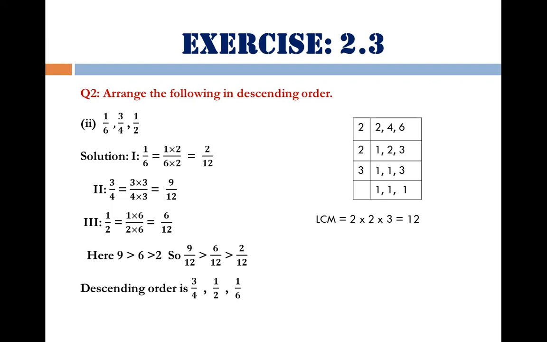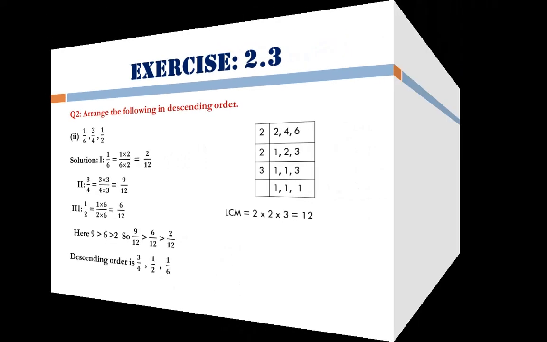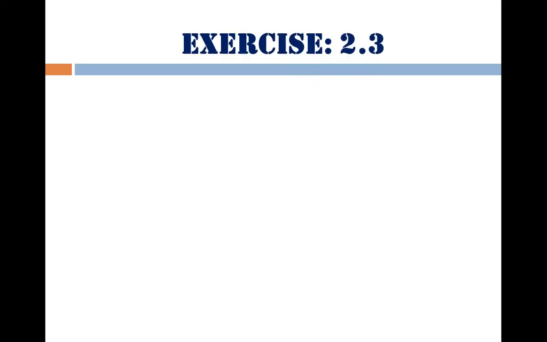Please note that descend means to come down. Your largest number will be written first of all, then smaller than that will come, then smaller than that. This means that smallest will fall in the end. Hope you understand. Next we have in the same exercise question number 3.